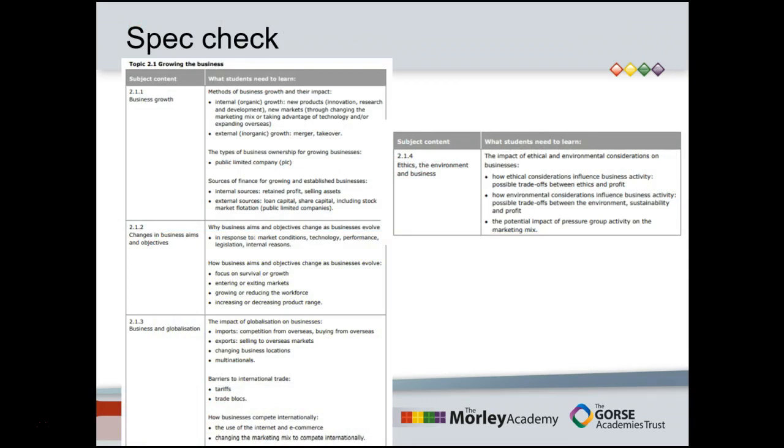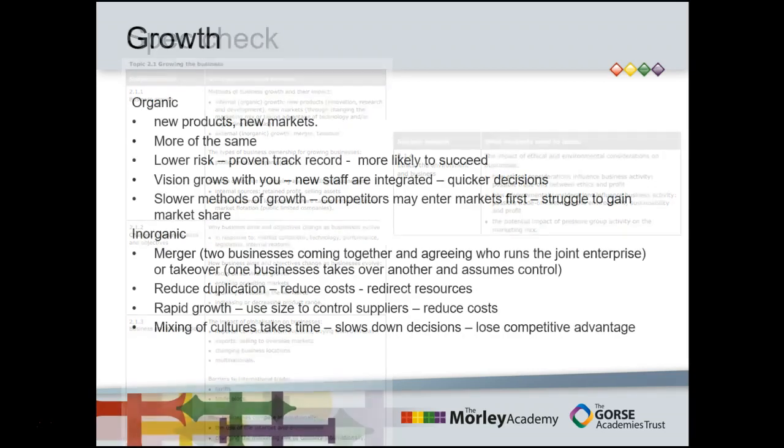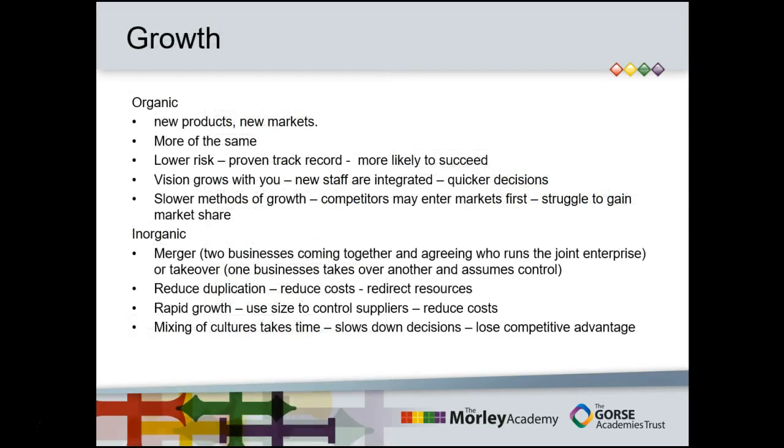We're not going to cover every single bit. So if we take a look now at our next slide, we've got the growth slide. So growth is brand new to the 2017 specification. There's two types of growth that you need to be aware of. You need to be aware of organic growth and inorganic growth.